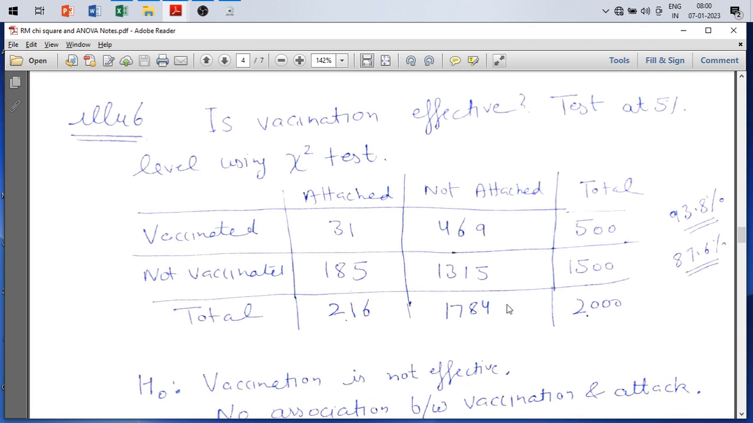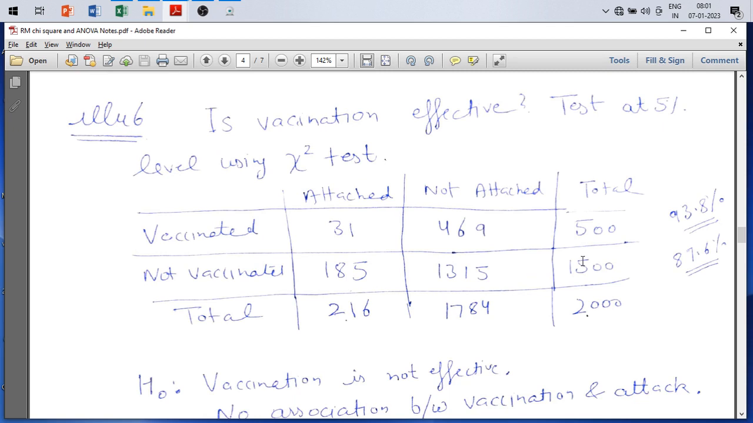Because the idea here is simple, that in a group of 2000 people, some are given vaccine, some are not given vaccine, and then it is seen how much from the vaccinated category they were attacked, and how much from the not vaccinated category they were attacked. And based on that, we have to see if the vaccination is effective or not.